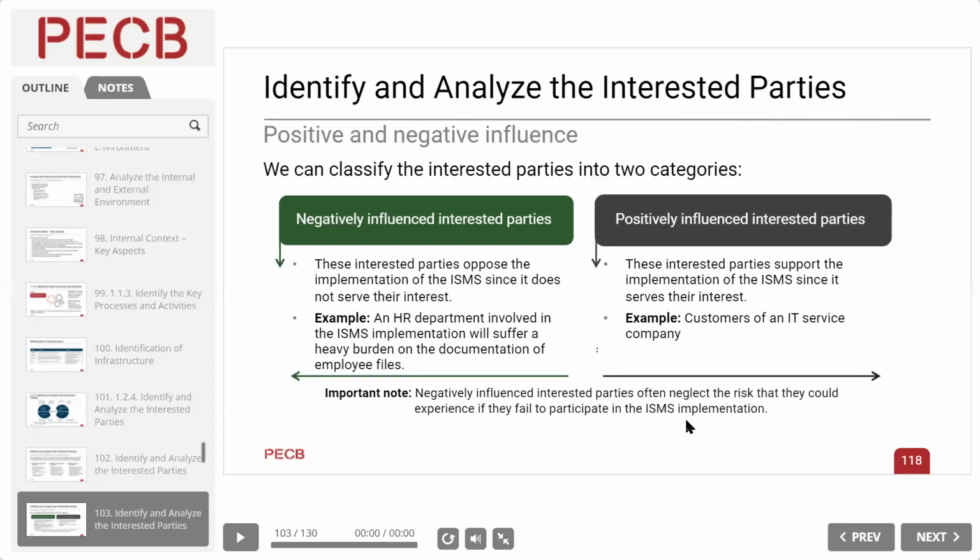Then, positively influenced are customers. After you implement ISO 27001, you realize that customers are happier.